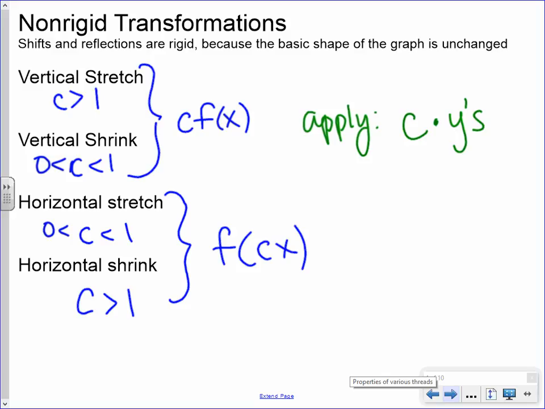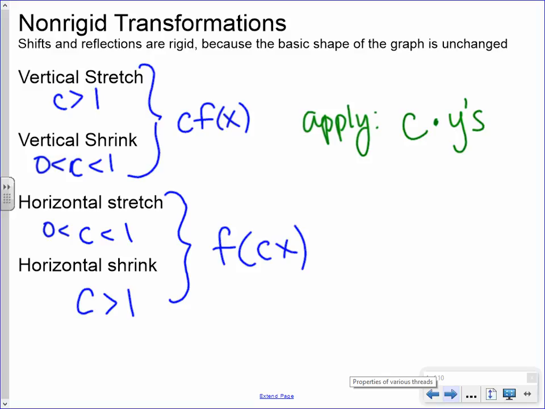Since a horizontal shrink and a vertical stretch look similar, their C values are going to have the same rule. They're going to be bigger than 1. Since a horizontal stretch and a vertical shrink look similar, their C rules look the same.